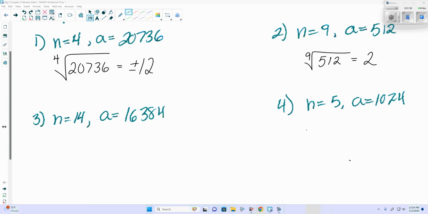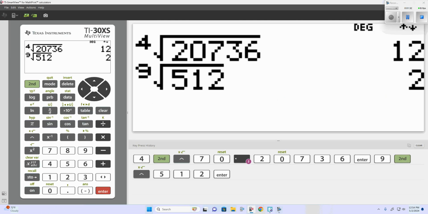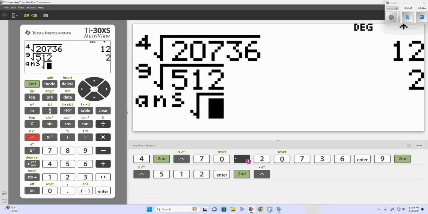So with most of this, I would do it in the 30XS because it's going to be a little bit nicer. You can do them in the graphing calculator because it's math and you have to go through it to get there. Because in the 30XS, we do second in this here.